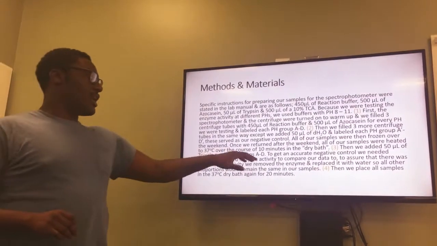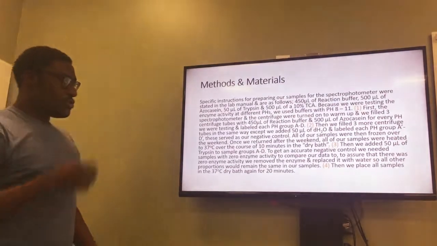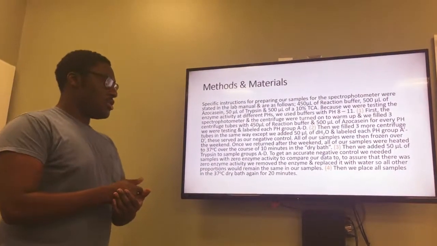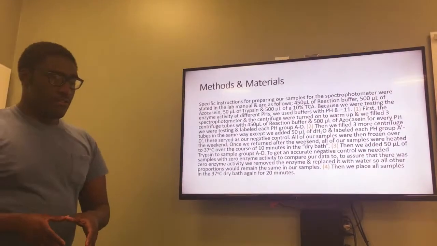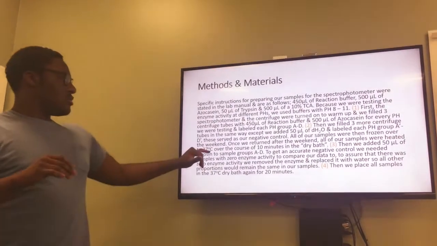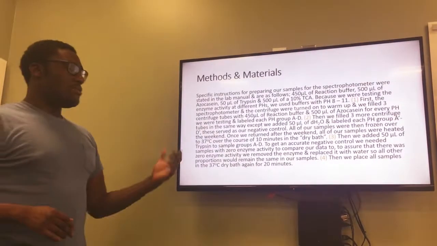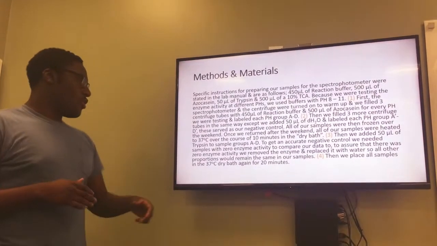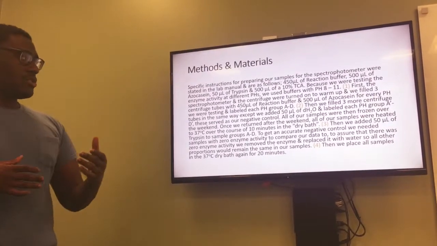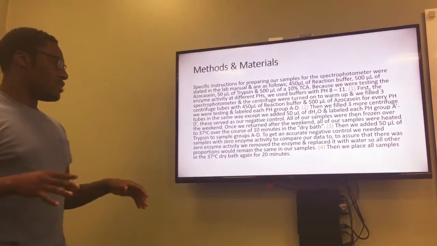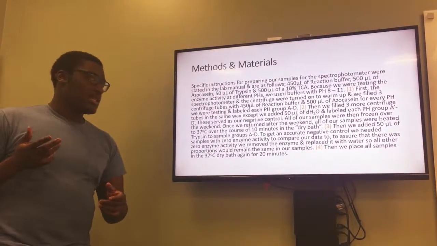Now all the samples were frozen over the weekend after they were done. So we had to heat them up and put them at 37 Celsius over the course of 10 minutes in a dry bath. Then we added 50 microliters of the trypsin to samples A to D. To get an accurate negative group, we needed to zero the enzyme activity, removing the enzyme and replacing it with water, like I said before.